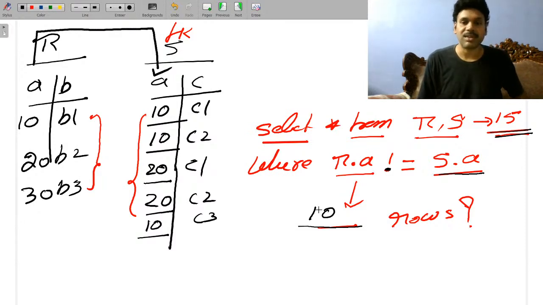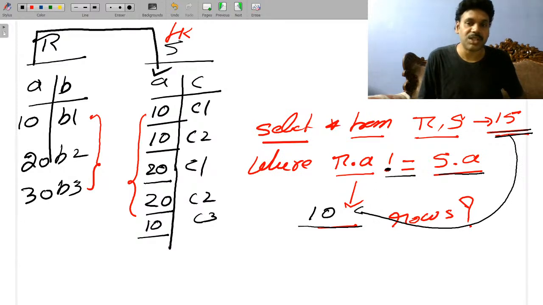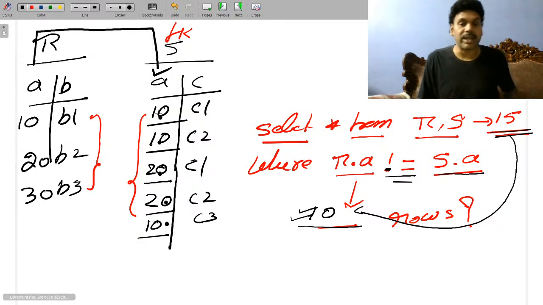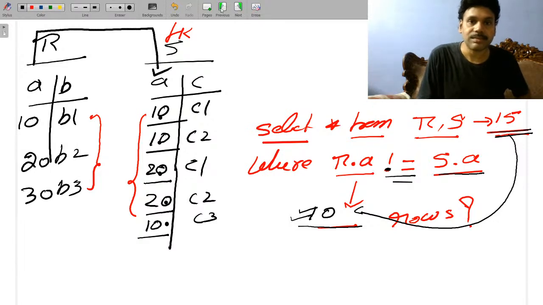Please observe carefully. It's not 0, it's 10 rows. Clear, friends? Your 15 will be converted into 10, which means you have 5 equal mappings and 10 unequal mappings. There are 15 rows, 5 equal mappings, so 1, 2, 3, 4, 5, and the remaining 10 are unequal mappings. Okay, friends? Or do you want me to explain once again?